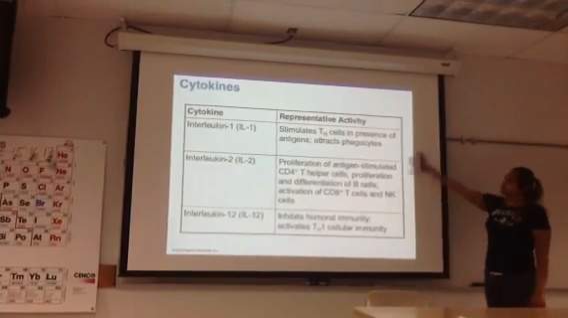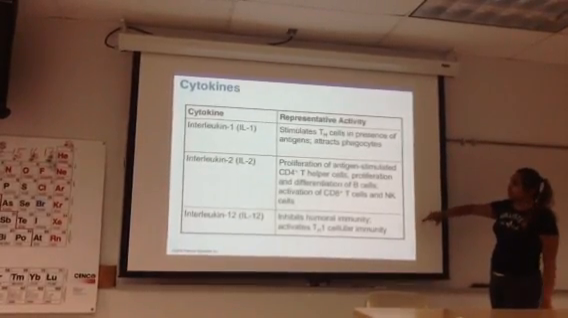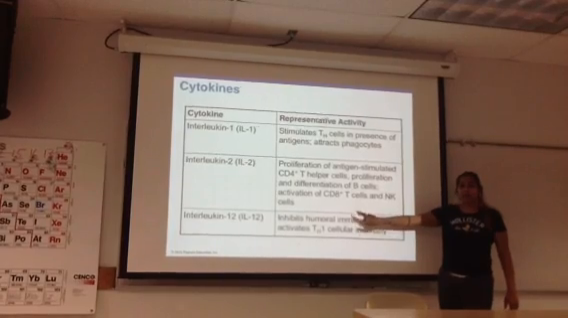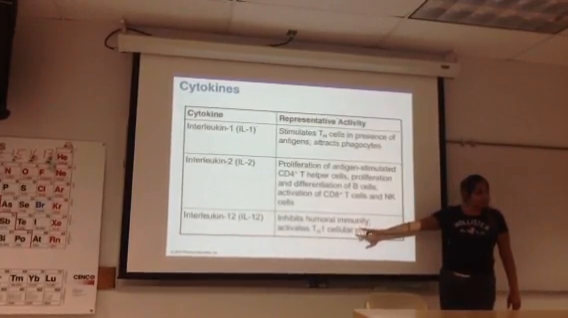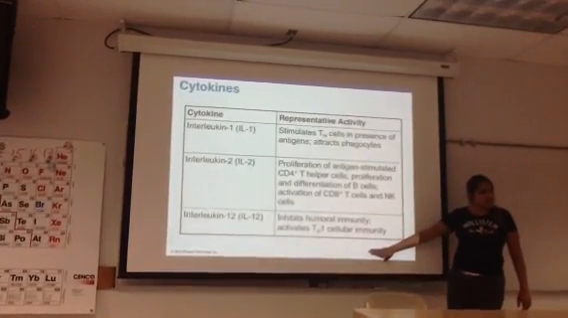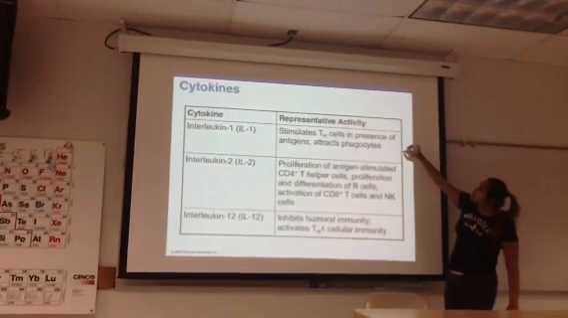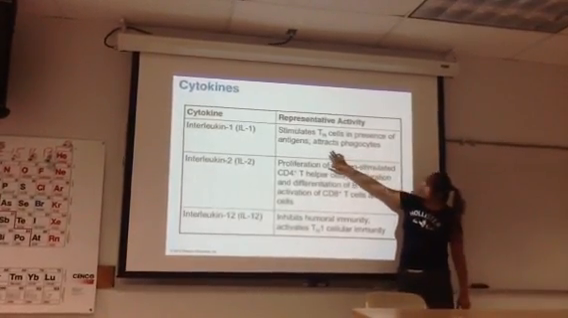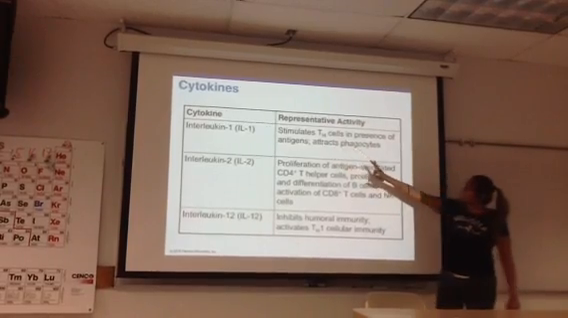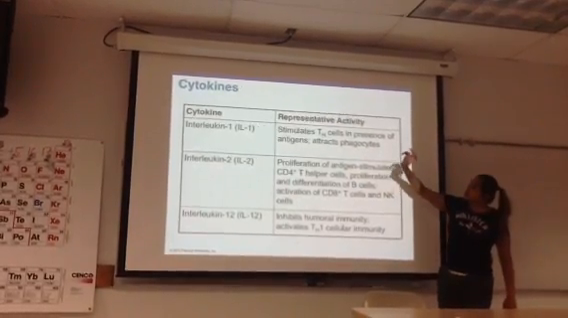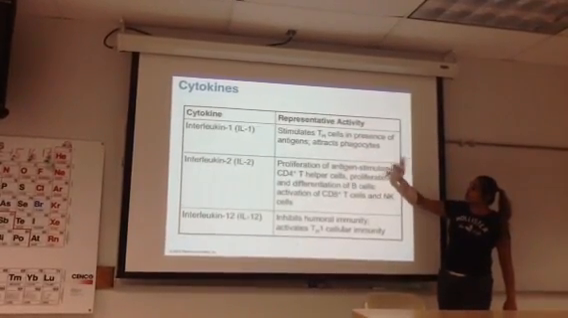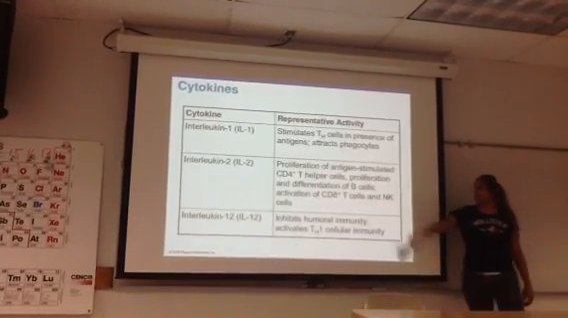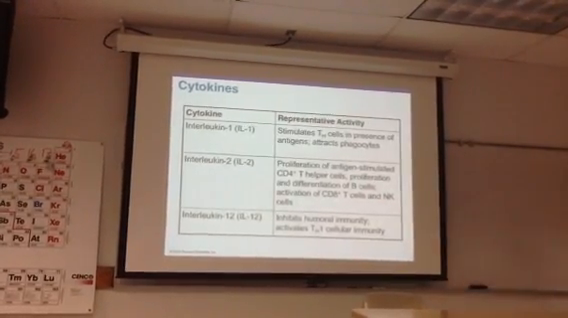3 main interleukins here, 1, 2, and 12. 12 inhibits humoral, so it inhibits the B cells, but it ups the T cells. Interleukin 1 is going to stimulate the T helper cells, but interleukin 2 will proliferate T helpers and activate the killer, the natural killers.